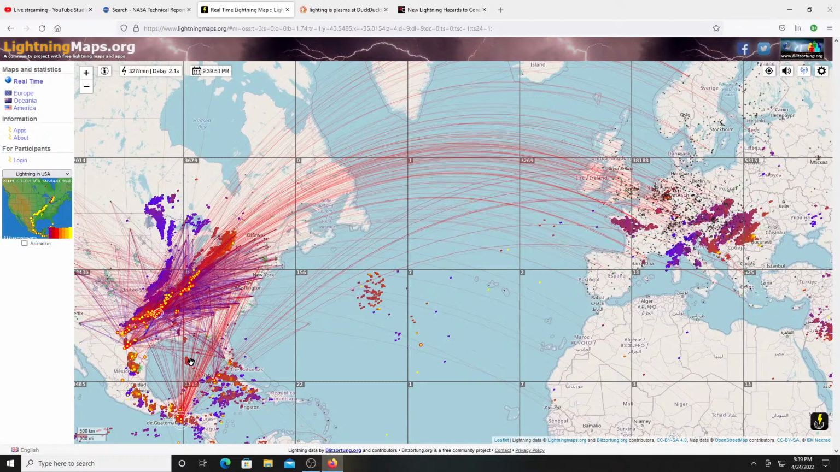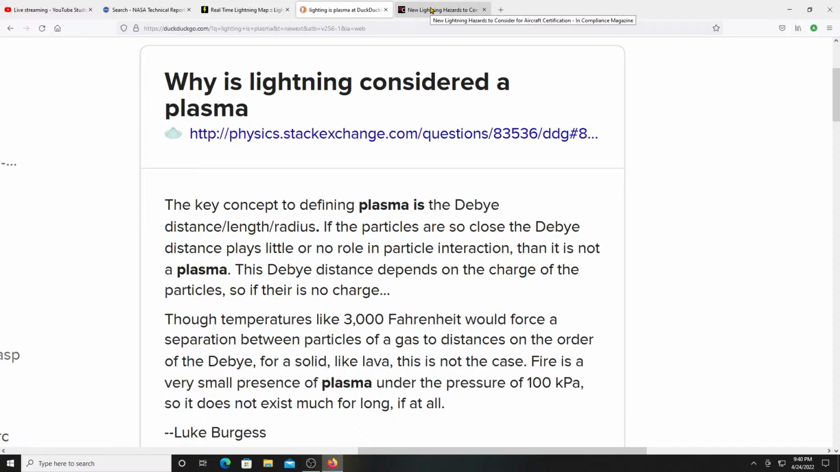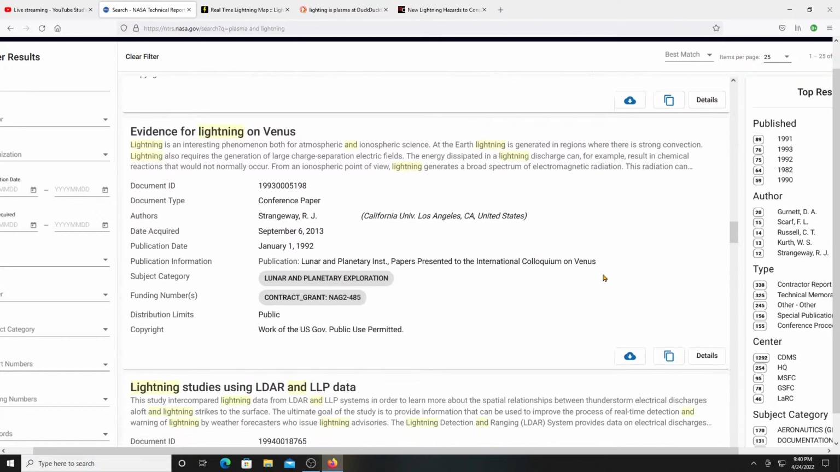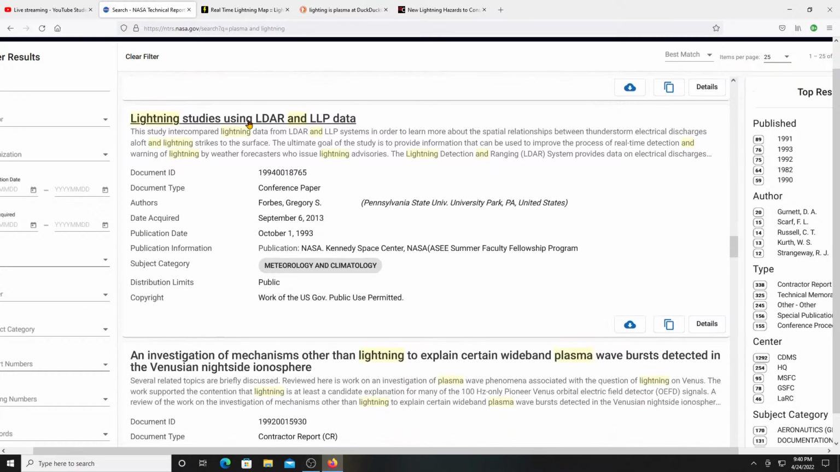So we went to dark matter, and now we went to plasma. And then right here: lightning technology, proceedings of a technical symposium. Evidence of lightning on Venus, lightning studies using LDAR. Spatial relationships between thunderstorms, electrical discharges aloft, and lightning strikes to the surface. I don't like the words lightning strikes to the surface because it sounds just like it says, a strike.